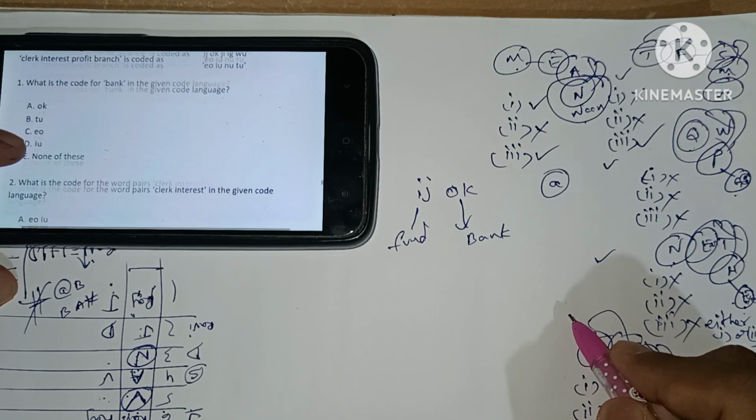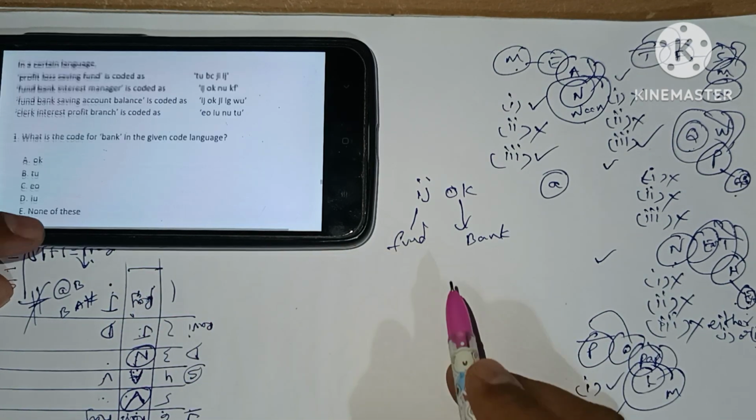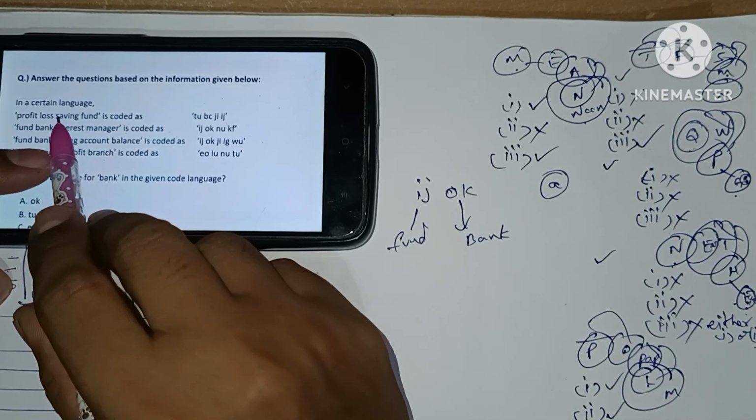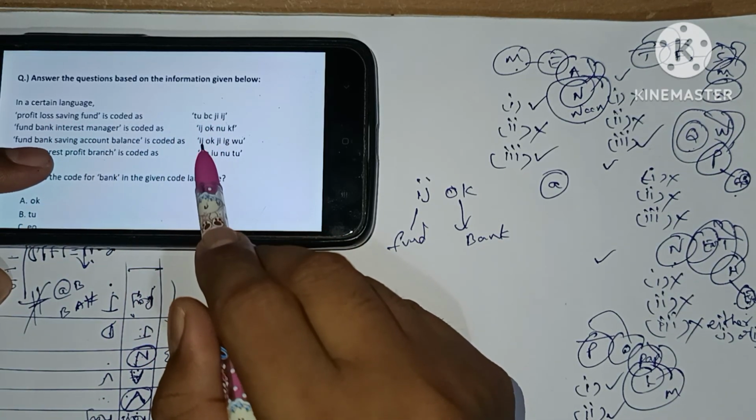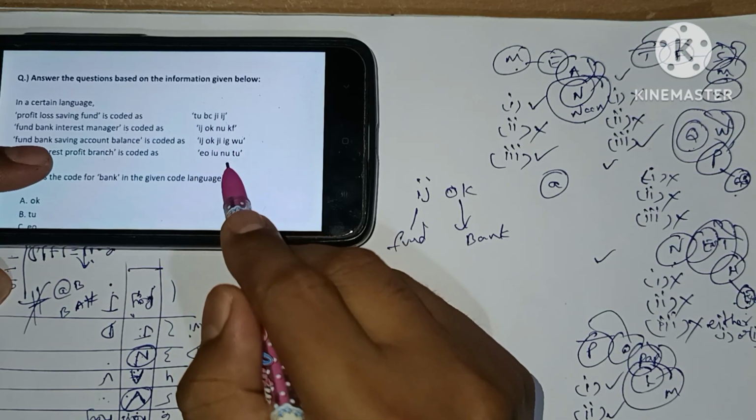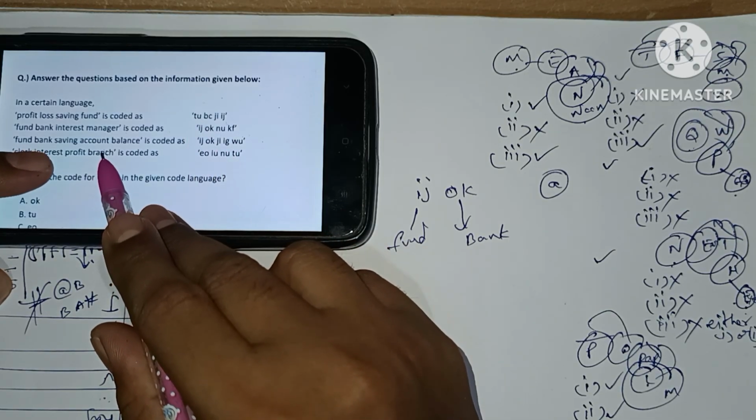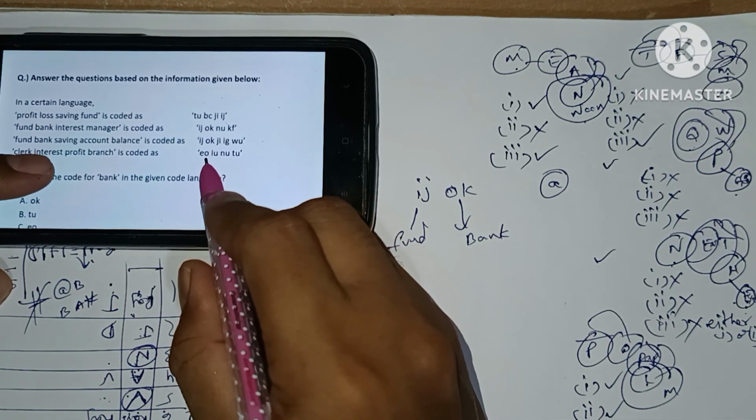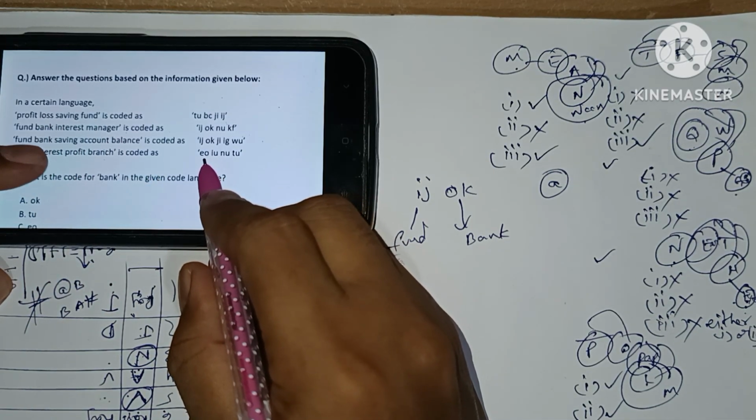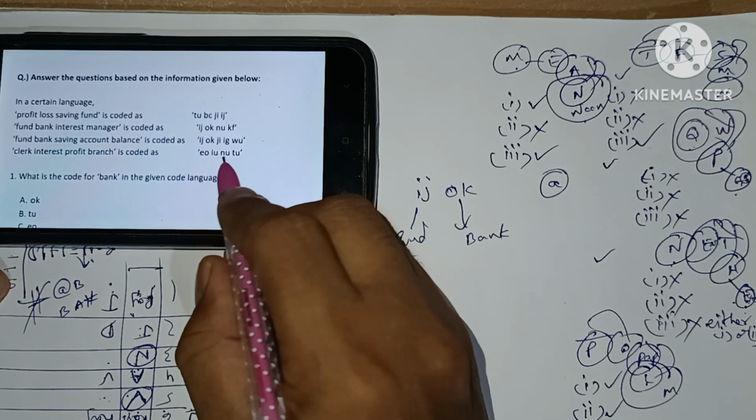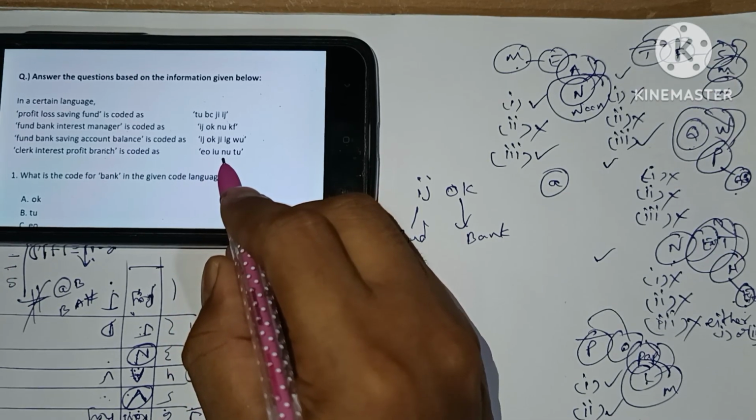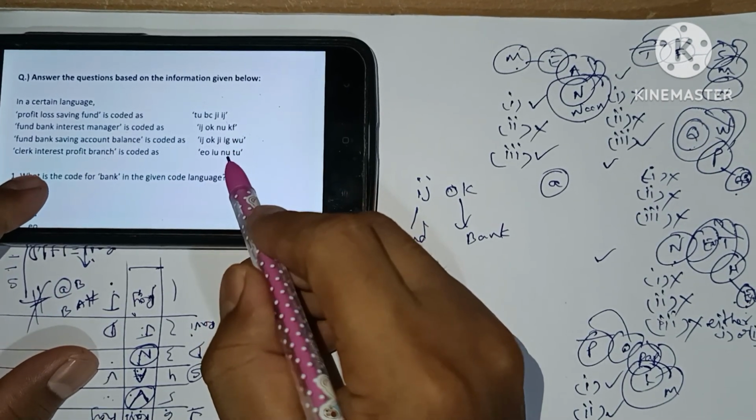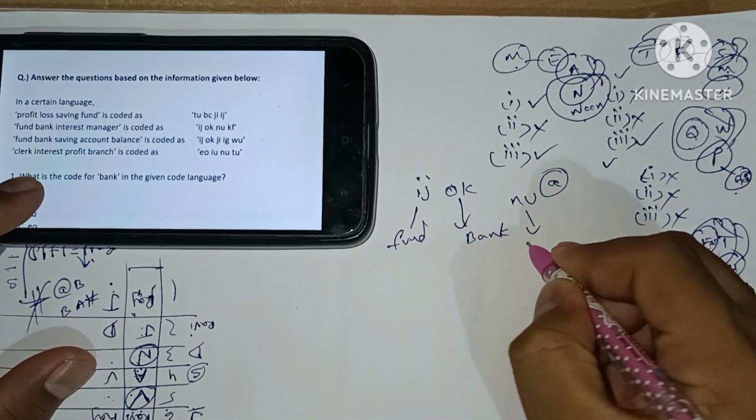Second question. What is the code for clerk interest? Here we see clerk interest in this one. We see profit in the first statement. So common thing is TU, eliminating TU. Branch. Is there any other branch? There is no other branch. So the answer must be following with these three. And here we see interest and interest. So interest is nothing but NU. NU is interest.